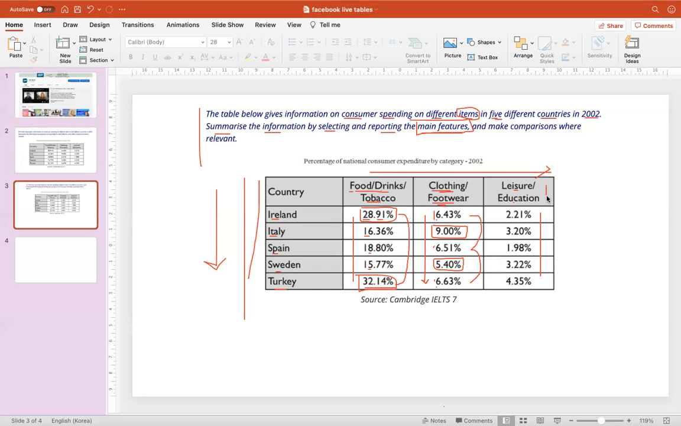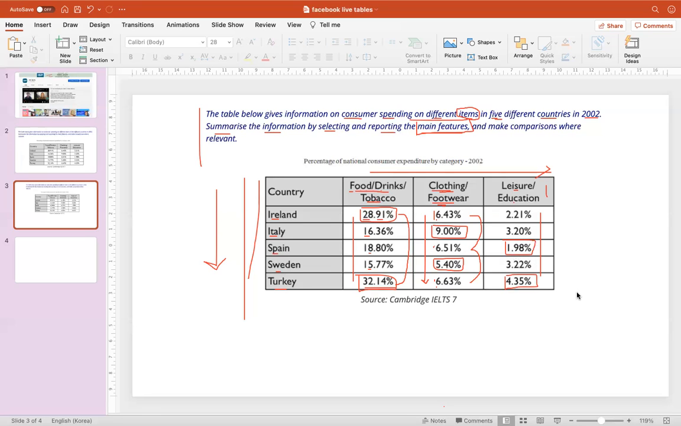And let's go to the last column, which is leisure and education. What can we say about that? What's interesting? 4.35. Yes, Turkey. That's right. So Turkey's got the highest expenditure on leisure and education, and the lowest is Spain. Yeah, it's clearly much lower. It's only just under 2% there.